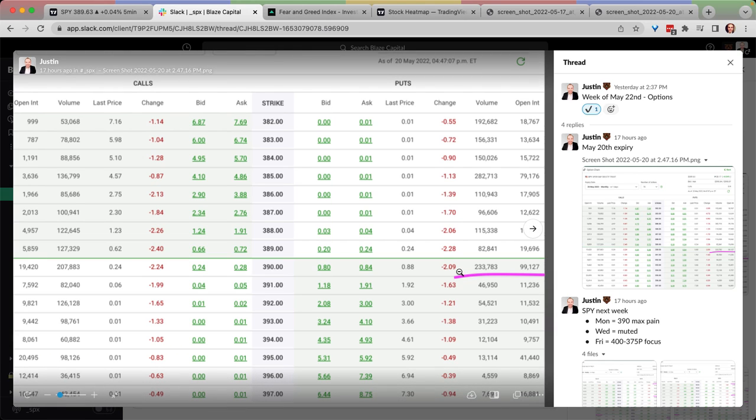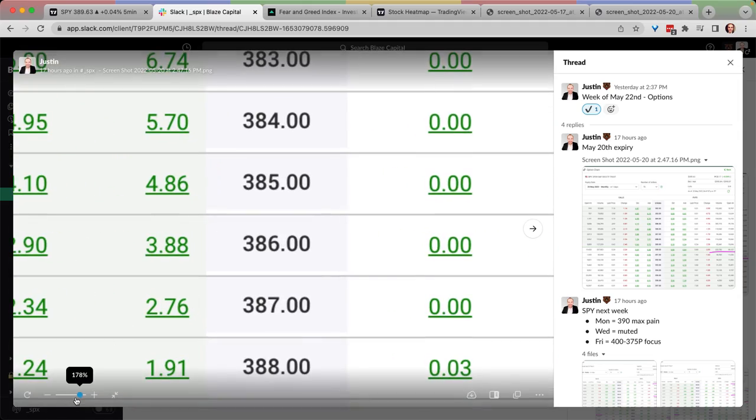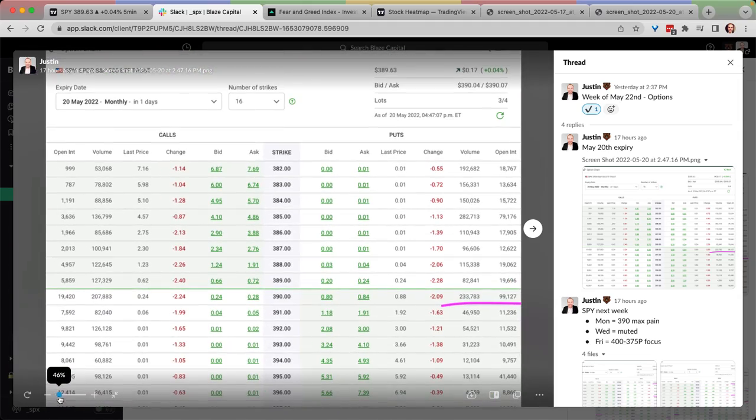I also want to, so just looking at what happened on Friday, there's a huge amount of volume. And again, if we just look here at the put side, it is gushing, right?